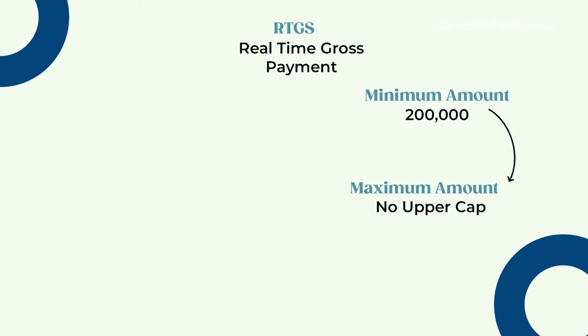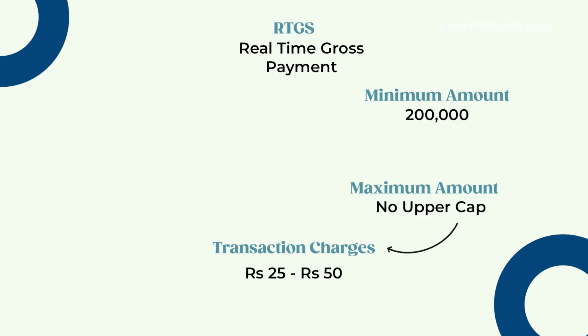It's not done in batches. Means every working day, RTGS transaction is happening on a continuous basis, transaction by transaction. If you want to do an RTGS transaction, the minimum amount required is 2 lakhs. Remember, it is 2 lakhs. And please note here, RBI specifies no upper cap. The transaction charges are usually between 25 to 50 rupees.